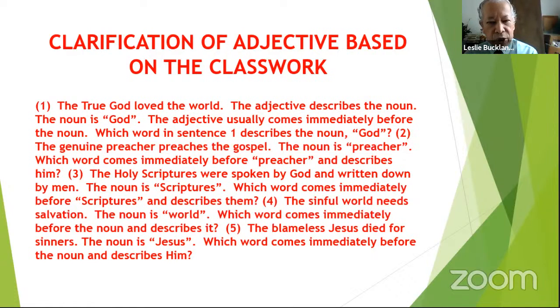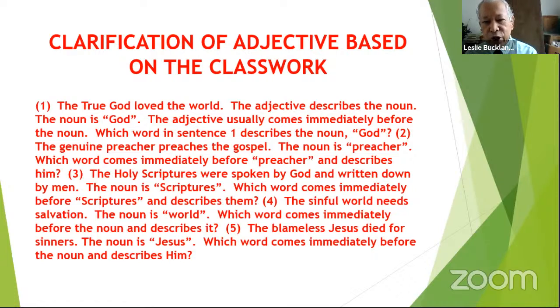The noun is preacher. So, Denville, this question is yours. Which word comes immediately before preacher? Genuine. That's correct. So that is the adjective. There is another way in which the adjective could be written. And that is, it could come after the word is, the verb to be. You could write it like this. The preacher is genuine. Okay, the preacher is genuine.